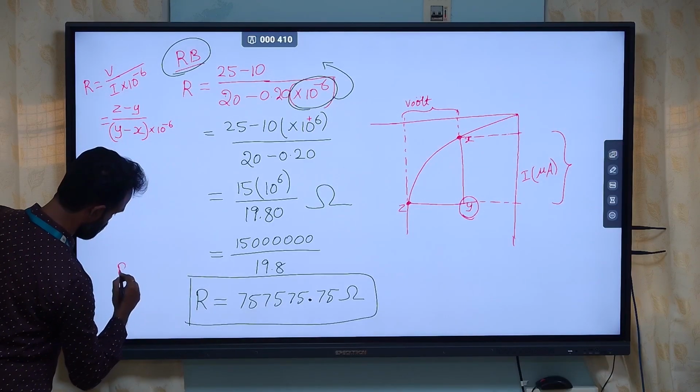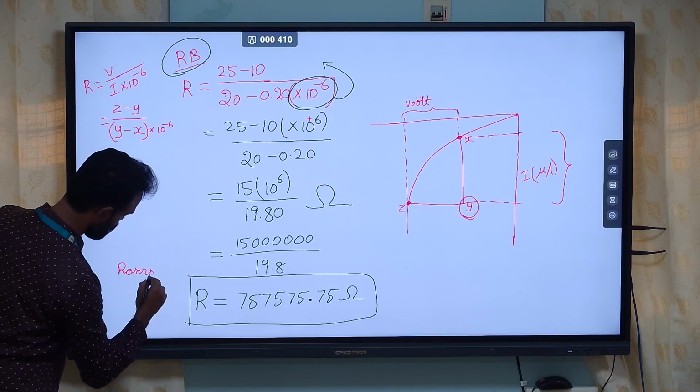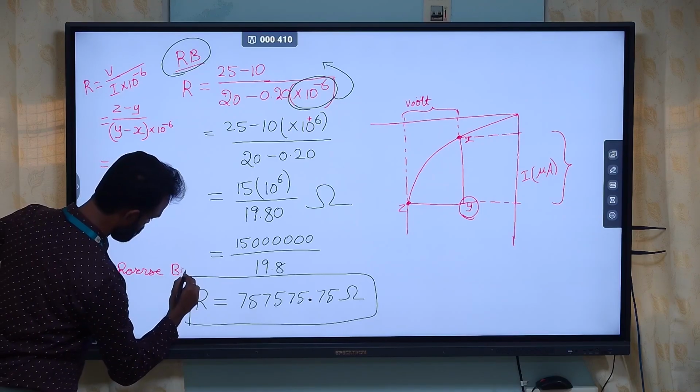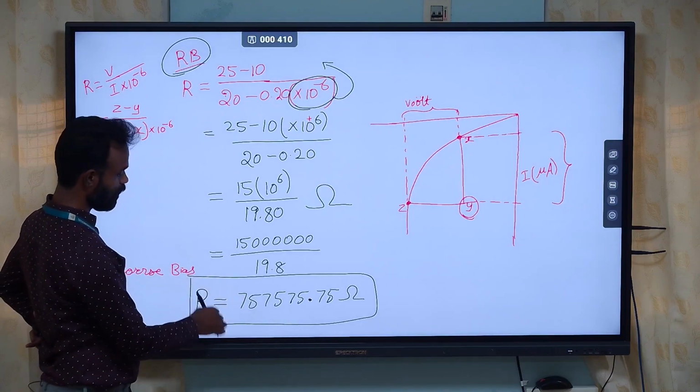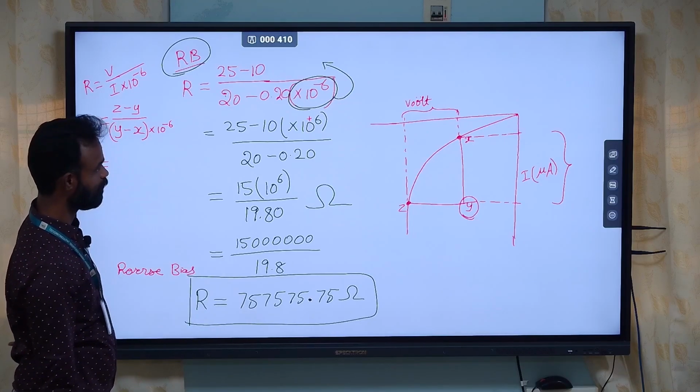R is the resistance of reverse bias value for the PN junction diode.